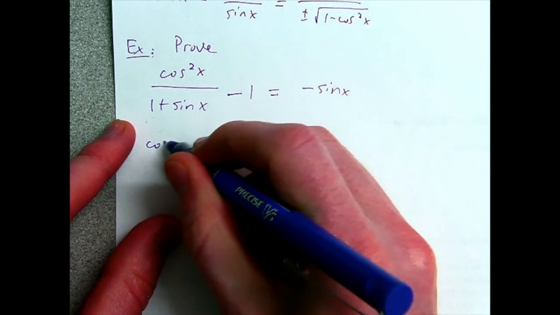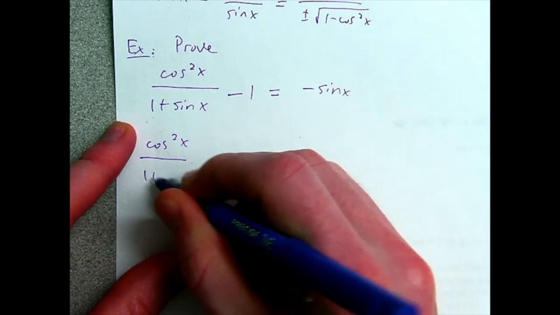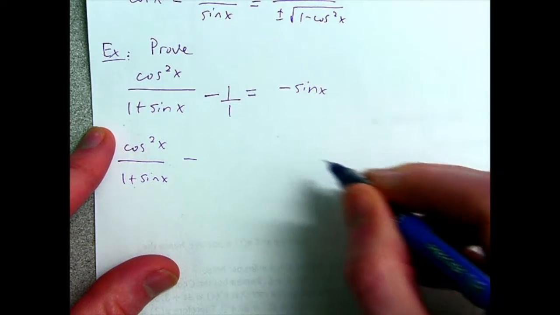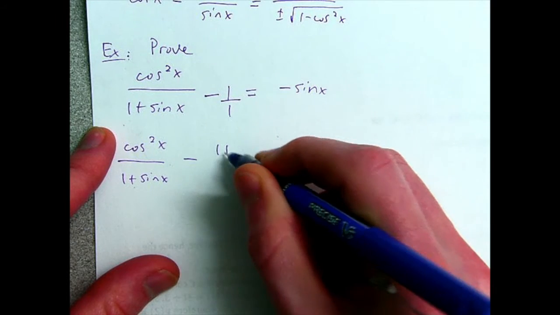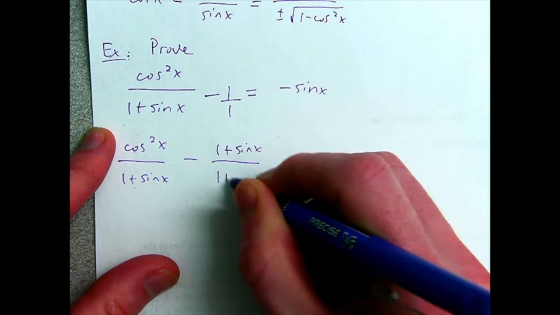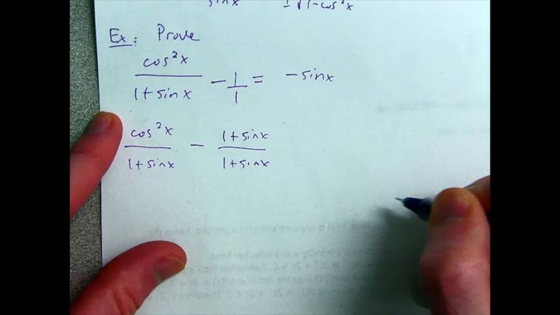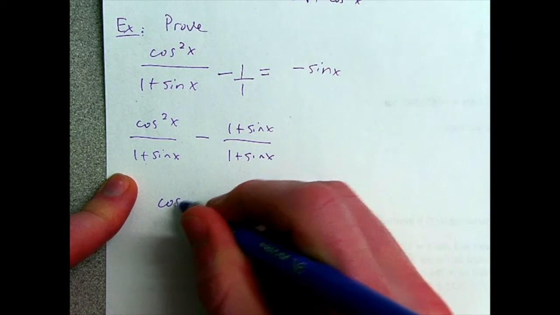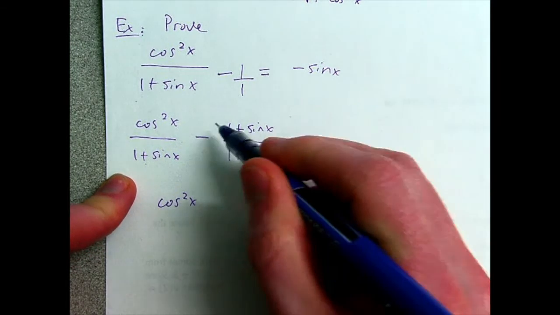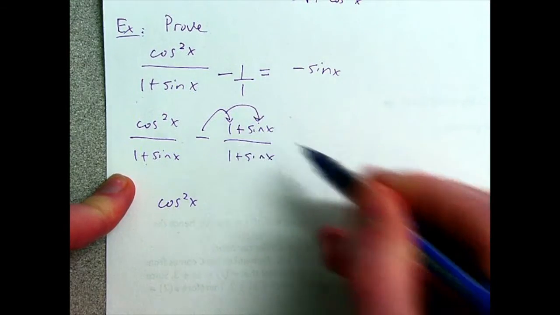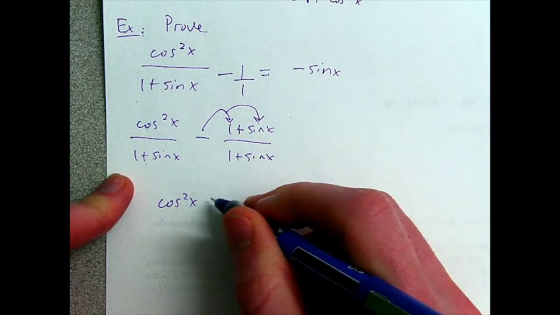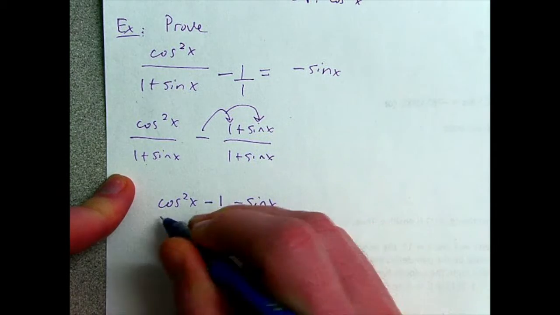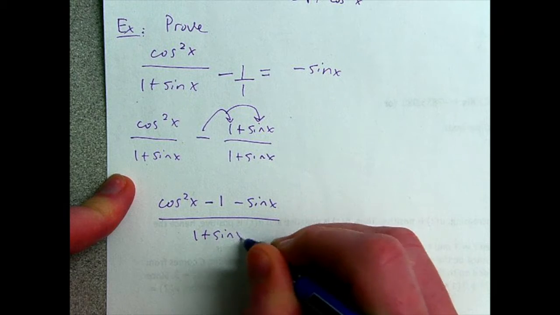What you would obtain is this: cosine squared x over 1 plus sine x minus, thinking of this as 1 over 1 and then getting a common denominator would give me 1 plus sine x over 1 plus sine x. Okay? So that's the left-hand side of the equation. Now, if I combine these two fractions, I obtain cosine squared x. And be careful, this minus sign is really being applied to both terms of the numerator here, so make sure you subtract both of them. Minus 1 minus sine of x all over 1 plus sine of x.